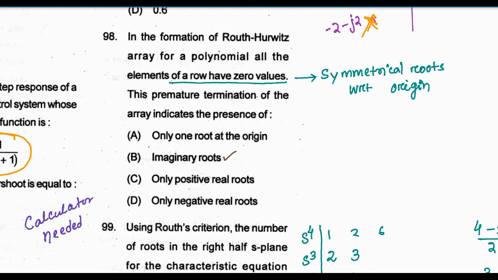So all the elements of the row have zero values. That means this is symmetry. This indicates the symmetrical roots with respect to origin. That means imaginary roots. I have already explained in the above question that these are imaginary roots, and this will be marginally stable or unstable. If double roots are present on the imaginary axis, this will be unstable.